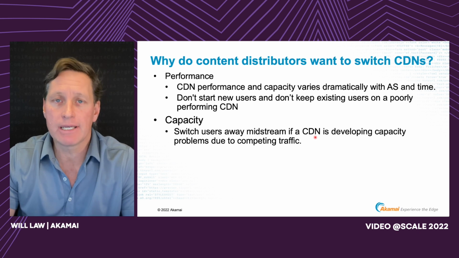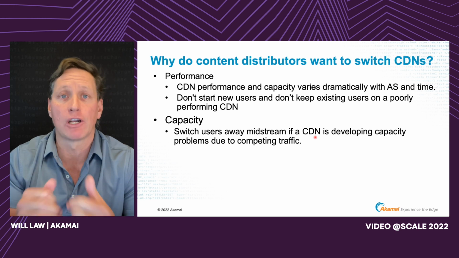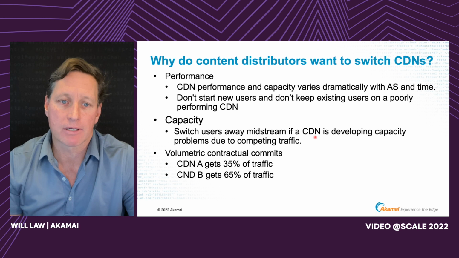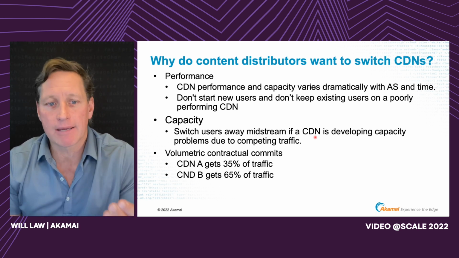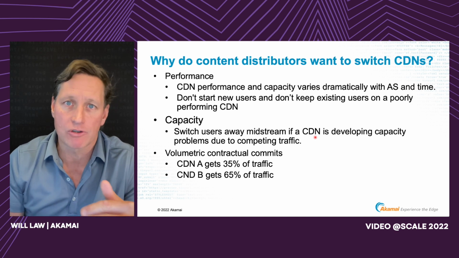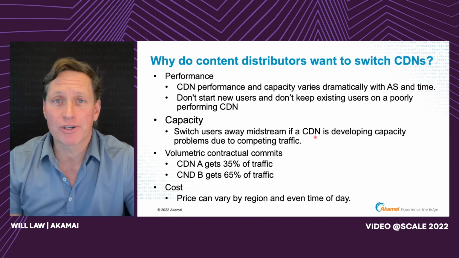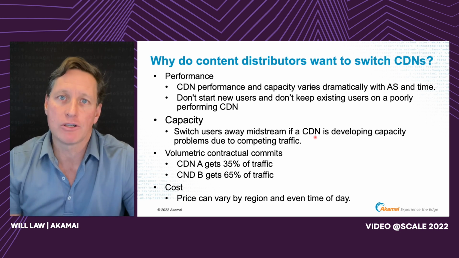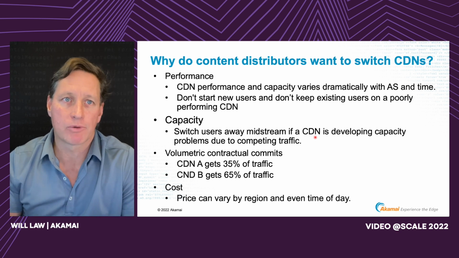Capacity is also an issue. A CDN might have lots of capacity when your event starts, but midway through they start delivering a lot of somebody else's traffic and their capacity diminishes. This again will vary with time. There's also volumetric constraints. People sign contracts where one CDN must get a certain percentage of the traffic, and this fluctuation can vary geographically as well as temporally. And finally, there's the big driver, which is cost. CDNs can change their price both in geolocation and by time of day, and you might want to be minimizing your distribution costs by intelligently switching between CDNs.